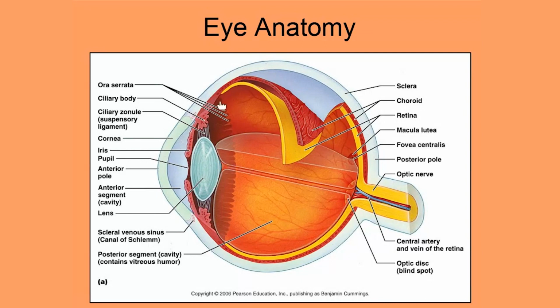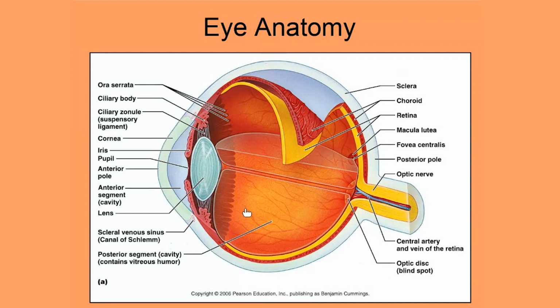The posterior part of the eye is also a chamber, so it's known as the posterior segment. You can see that back in here. And this posterior segment is also filled with a fluid. But the fluid that's in the posterior segment is more gelatinous. It's thicker than the aqueous humor, and it's known as the vitreous humor. The vitreous humor is really important for pressurizing the back of the eye and helping it to maintain its shape, which is very important to being able to see clearly.